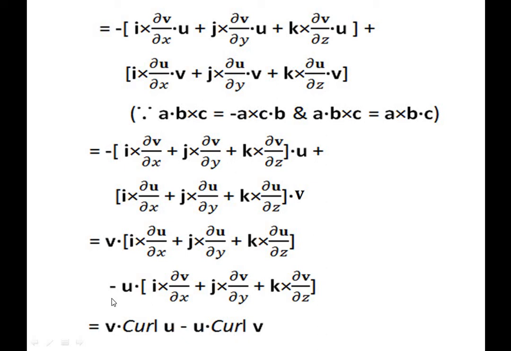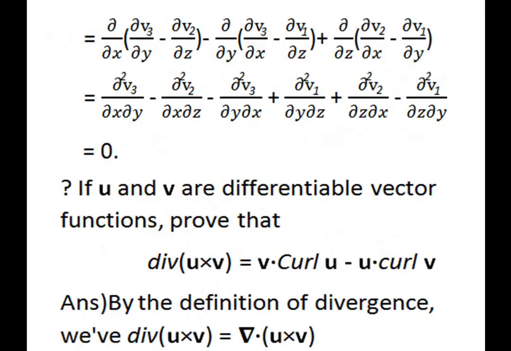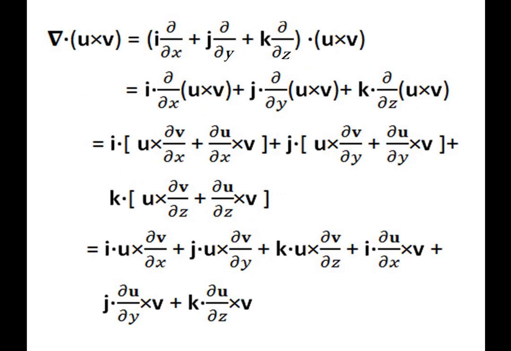So when we take two vectors u and v, the divergence of u cross v equals v dot curl u minus u dot curl v. Okay, understand?